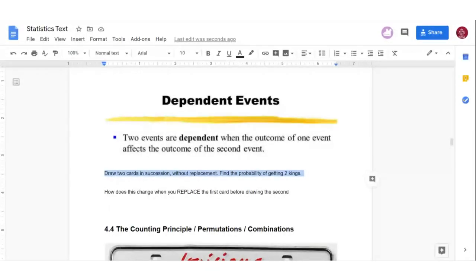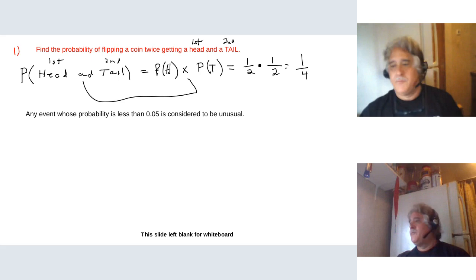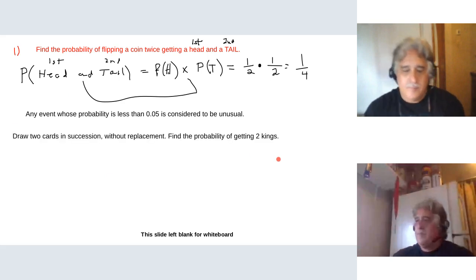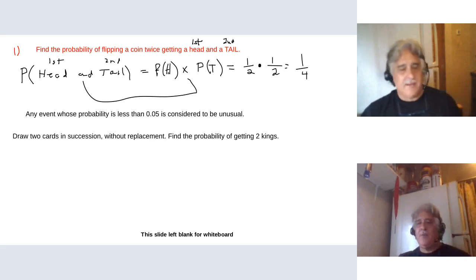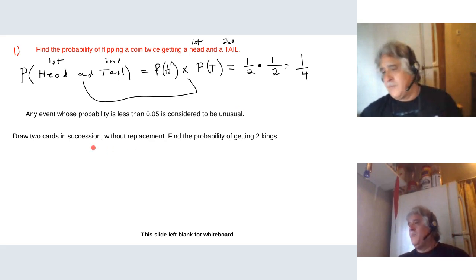So I'm just going to demonstrate first. This one would be without replacement, and then we're going to replace just to show. The first one is what's considered a dependent event, or it's conditional. So draw two cards in succession without replacement, probability of getting two kings. All right. Now they got two fancy formulas in there, but like I said, it's really still just the multiplication rule. It just kind of muddies the water.